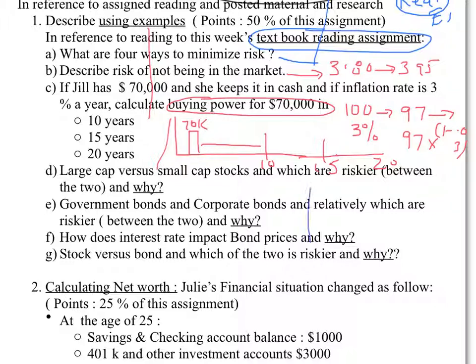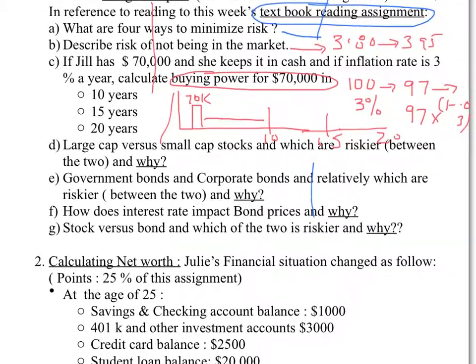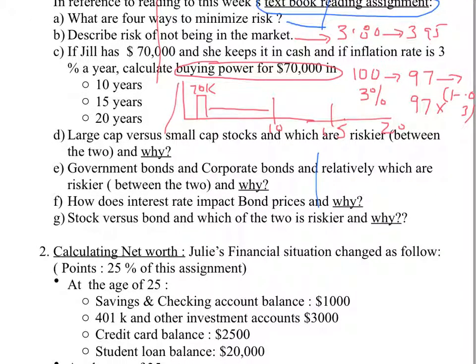Okay, if I continue now with number E, the government bonds and corporate bonds. The bonds are obviously a different class.